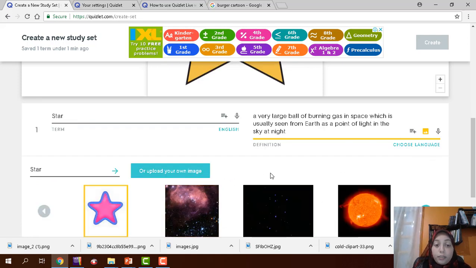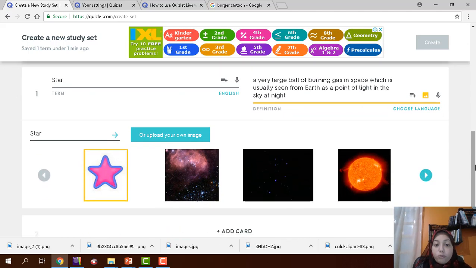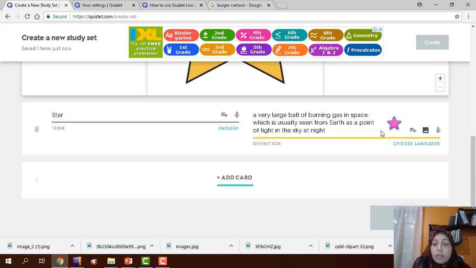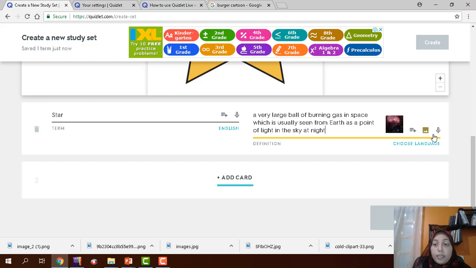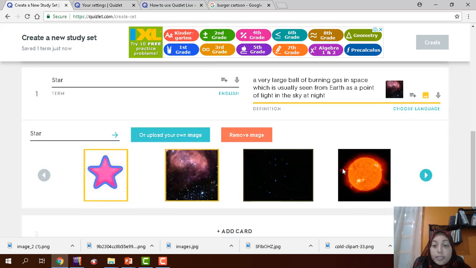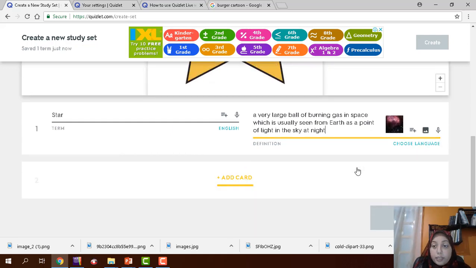Automatically, the website showed me pictures for stars. So this website is very supportive to what you want. Now I added this because I want to teach KG. I want to teach grade 6, so I will add this one. So pick the picture that is suitable to your content.